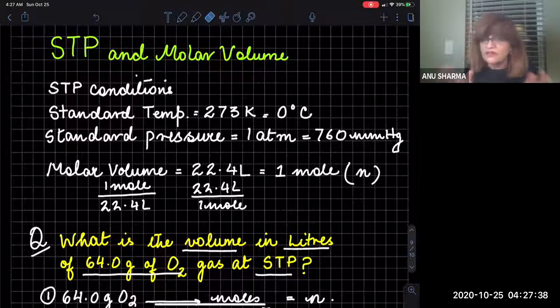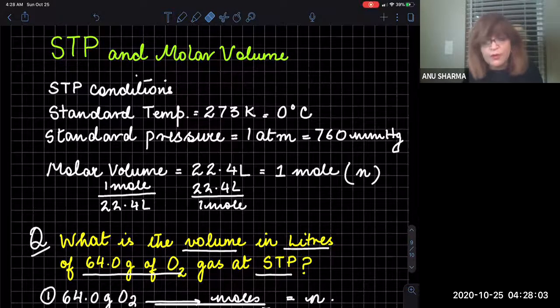Standard pressure is our standard atmospheric pressure, which is 1 atm, and it can also be used as 760 millimeters of mercury. And what is a molar volume? It is a volume of 1 mole of gas, that is 6.022 × 10^23 particles of the gas is going to occupy 22.4 liters. So 1 mole is standard, 22.4 liters is standard.